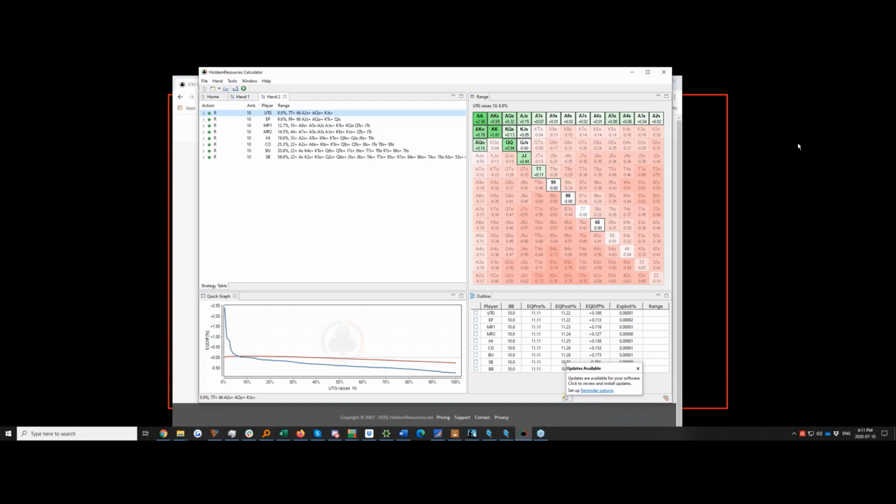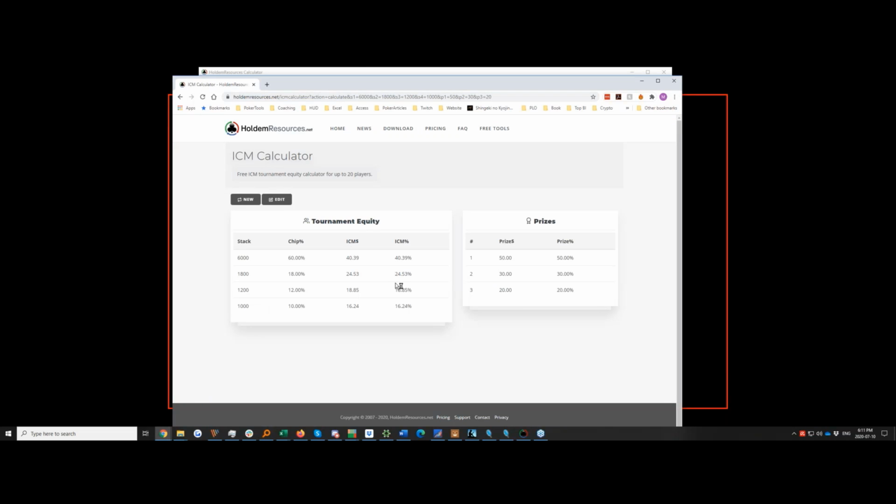Now, this affects very heavily what the pushing ranges are, and also affects even more the calling ranges, right? Because what you have to decide when you are calling in an ICM situation or pushing is this. This is going back to the ICM calculator here.